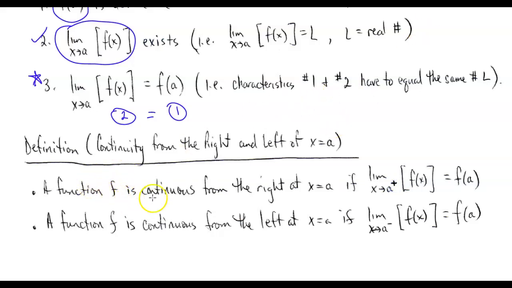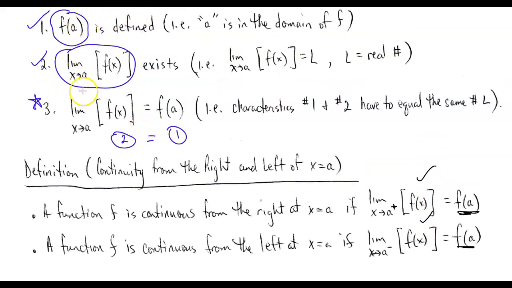We say that a function f is continuous from the right at x equals a if the limit as x approaches a from the right of that function equals f of a, this real number value. And of course, if the limit of the function as x approaches a from the left equals f of a, then we say that the function is continuous from the left. So basically, this says that it satisfies all three of these conditions, but the only difference is that we're only considering the limit looking from one side of our x value versus both sides.